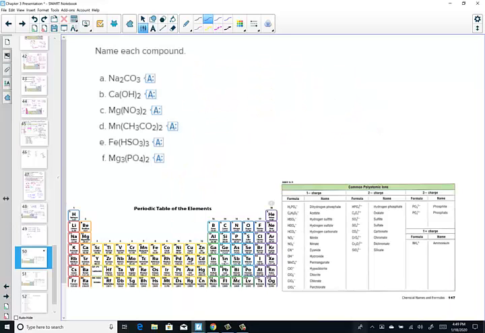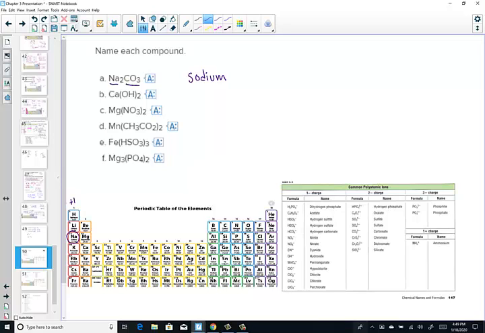Let's try some more. Instead of building, let's now name. All right, so I'm going to name these. Here I see the first elemental symbol, Na. So I find the positive ion on the periodic table. Na represents the element sodium. Does sodium need a Roman numeral? And the answer is no, because it is a fixed charge. So no Roman numeral necessary.